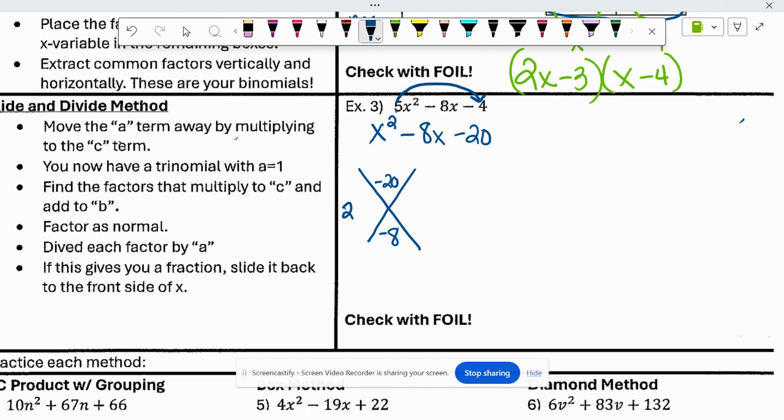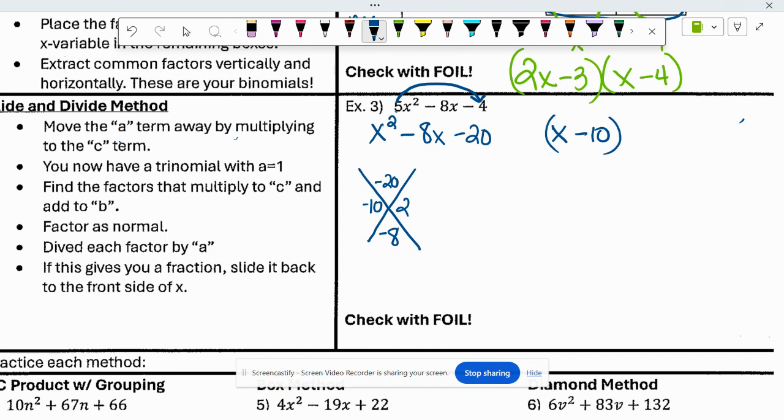2, negative 10. Oops, I shouldn't have crammed them both on the same side. 2 and negative 10. So when I factor this, I have x minus 10 times x plus 2. However, we started this off by multiplying by 5, right? We took this term at the very beginning and multiplied by 5. So we have to undo that. That means we have to divide both of these by 5.